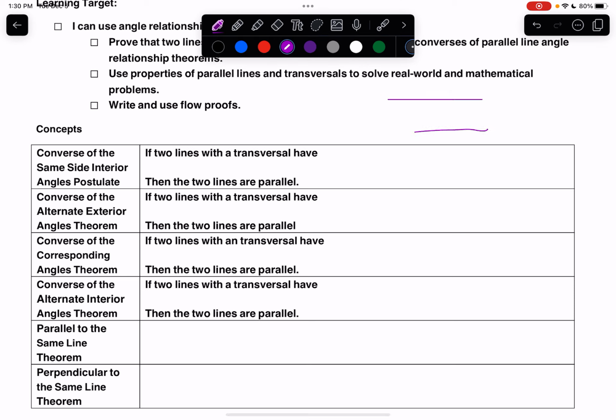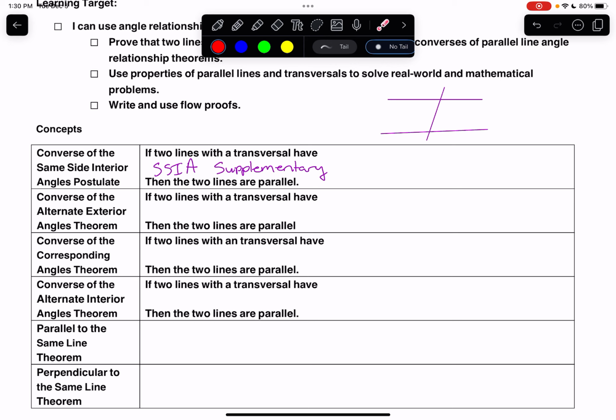So today we're going to have these two lines, and we just don't know if they're parallel or not, but we're going to have a transversal on those lines. I'm looking at this first concept right now, the converse of the same side interior angles postulate. If two lines with a transversal have same side interior angles that are supplementary, then those two lines must be parallel. If my two same side interior angles are supplementary, there's no choice then for those lines to be parallel.